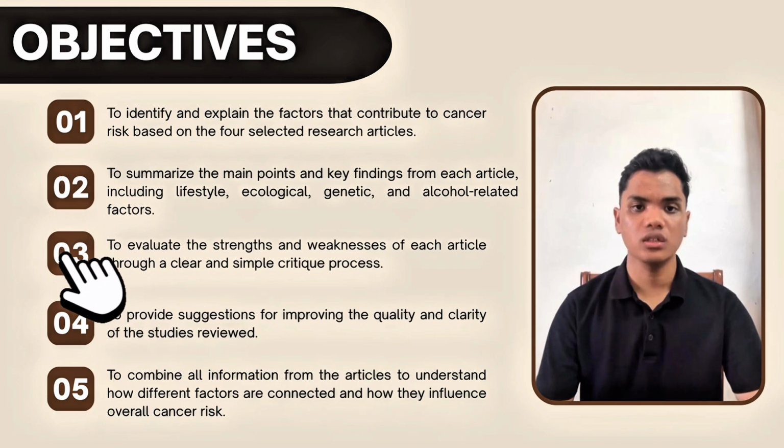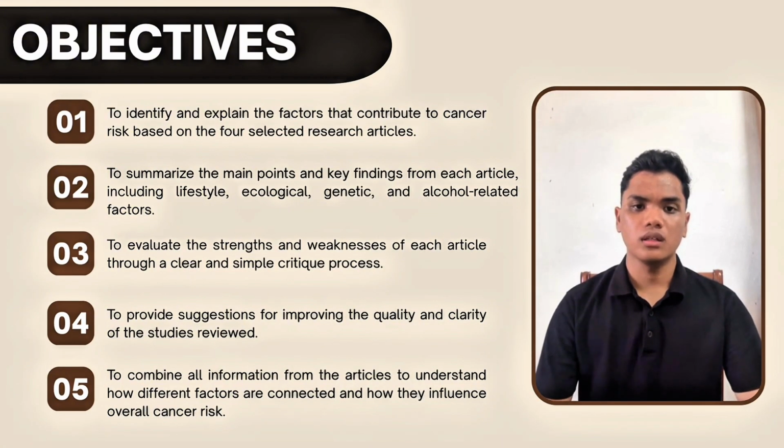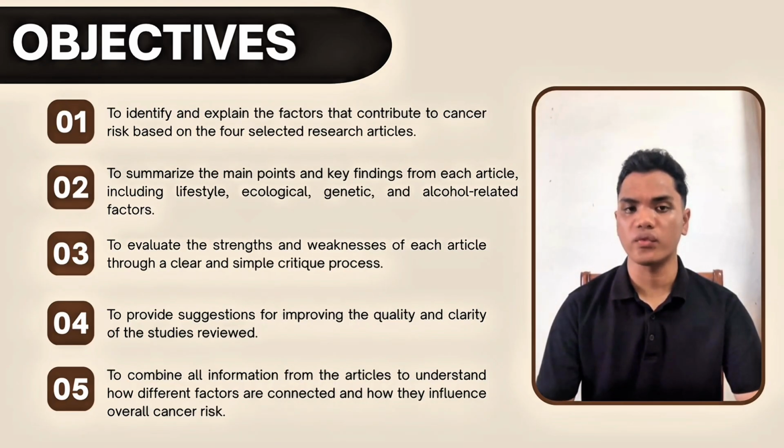For objective number 3, to evaluate the strengths and weaknesses of each article through a clear and simple critical process. This objective looks at how good or limited each study is. Strength includes strong method or good data, and weakness includes small sample size. For objective number 4, to provide suggestions for improving the quality and clarity of this study review. After identifying weaknesses, we get ideas on how the study can be improved.